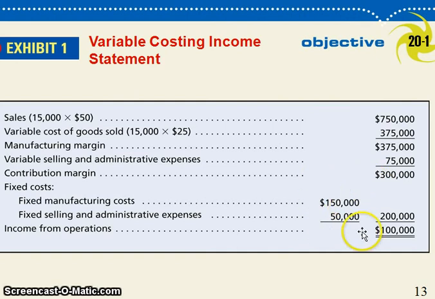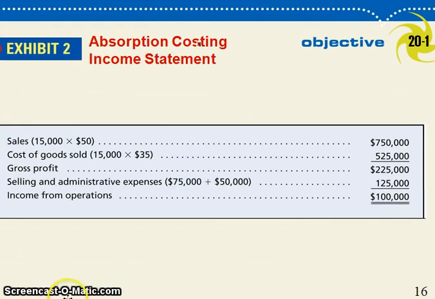So after you pull out all of those fixed costs, your income from operations is the same as it was under absorption-based costing, $100,000. The difference here is that you're really able to look at how the product itself is doing, whereas under the absorption-based method, that information just simply isn't available. As far as you know, you just made $100,000. Your product had gross profit of $225,000. You really don't have a good sense of how much the product itself is making.